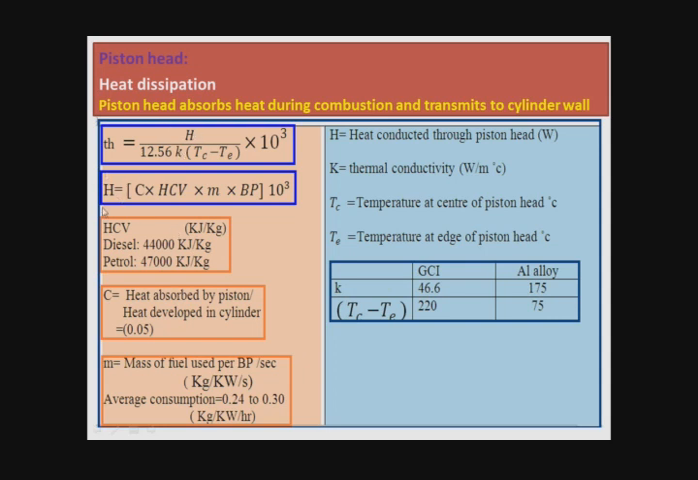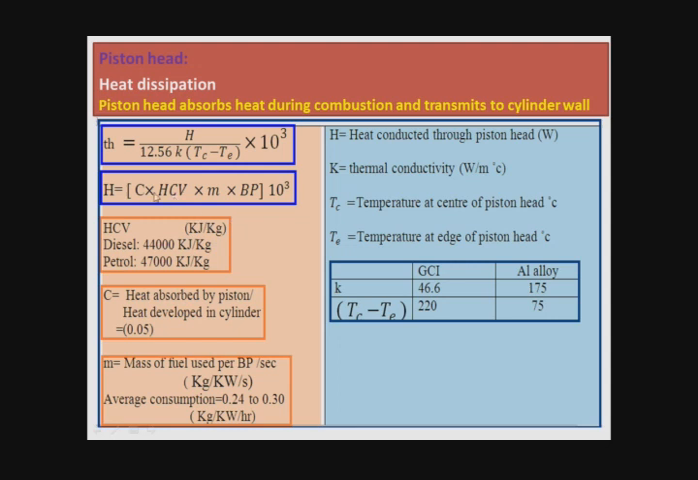How to calculate H? H is given by C into HCV into m into BP into 10 raised to 3. HCV means it is higher calorific value, so it depends on the type of fuel. For diesel it is 44,000 kilojoule per kg, and for petrol it is 47,000 kilojoule per kg. So you have to substitute the HCV value in kilojoule per kg only. The units are very important.